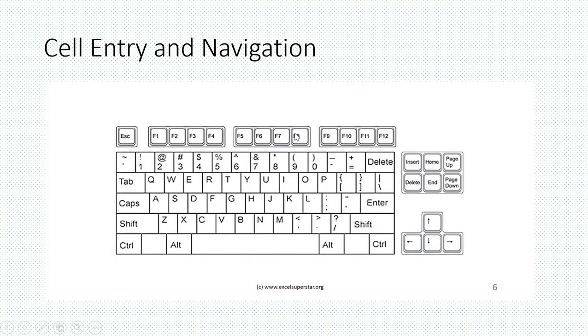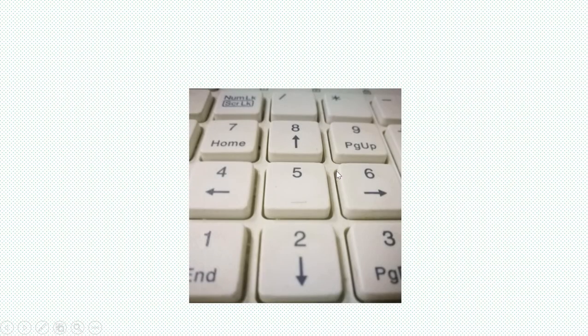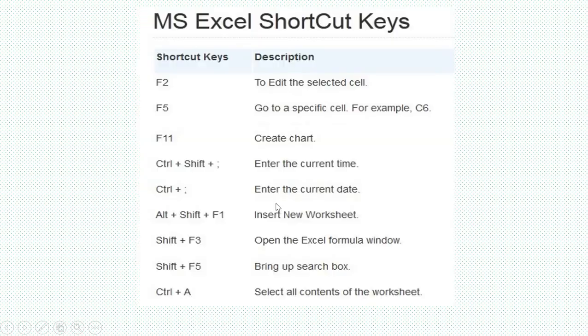There are some function keys. These are used while working in Excel, and a few arrow keys are also there: up, down, right, and left arrow keys. These 4 keys are used to move one cell up, one cell right, one cell down, and one cell left.